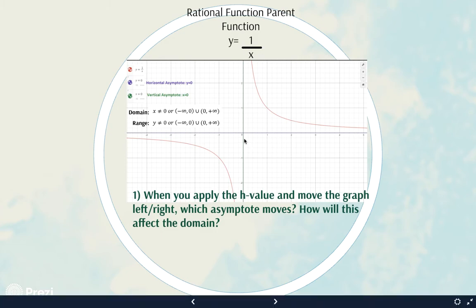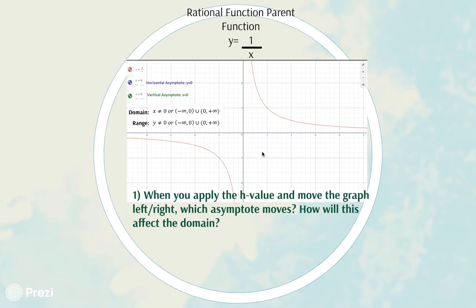Now, the reason why it doesn't shift the horizontal asymptote is that the horizontal asymptote's already headed left to right. If you move it left to right when it's already headed left to right forever, it's not going to move, right? Okay, so when you move your H value, your vertical asymptote's going to move. So what's going to happen is your vertical asymptote is going to end up being the H value, because it starts at 0, because this is technically like x plus 0. If we move it left or right, the asymptote will also move left to right that many spaces.